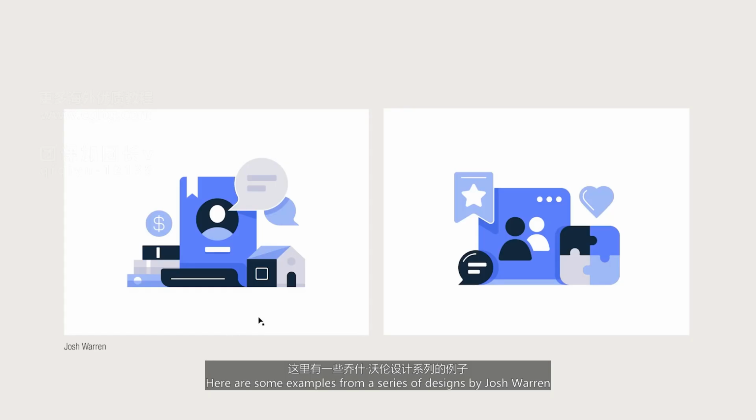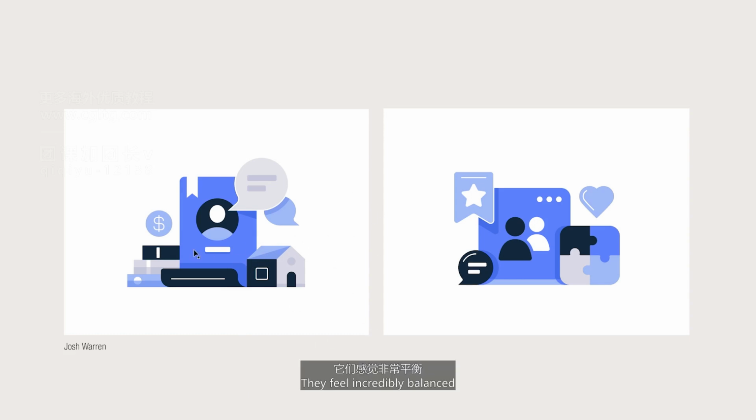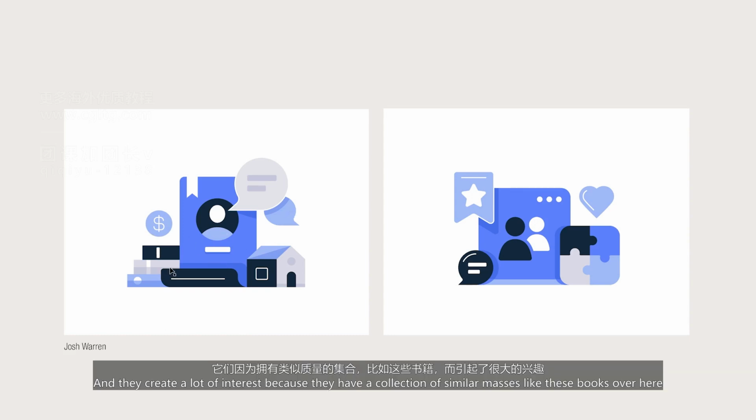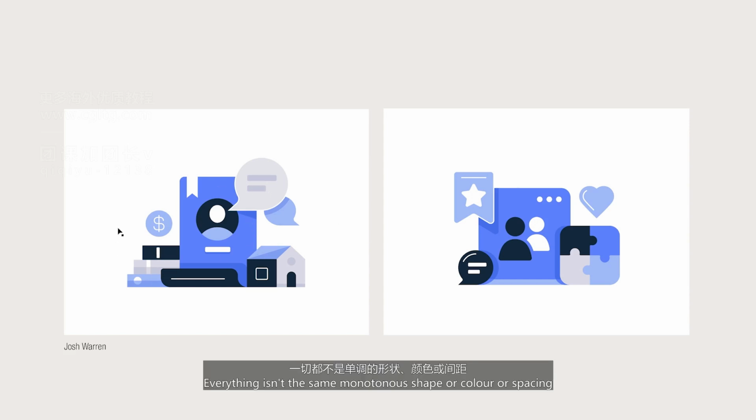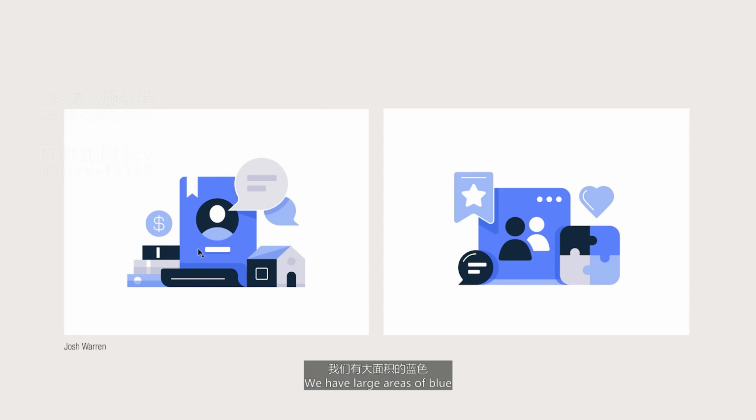Here are some examples from a series of designs by Josh Warren, and I think these show a neat example of balance, this collection of elements. They feel incredibly balanced, they are asymmetric, and they create a lot of interest because they have a collection of similar masses like these books over here and varying levels of detail. Everything isn't the same monotonous shape or color or spacing. We have large areas of blue, small areas of blue, large shapes, small shapes, lots of detail, not much detail. There's a lot of variation, and that is harder to keep balanced.